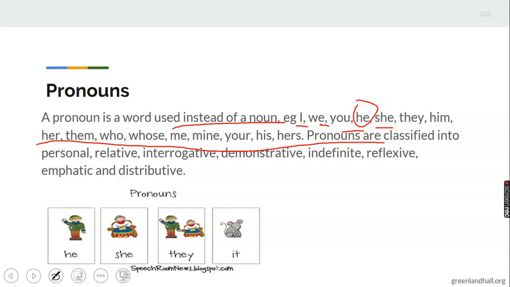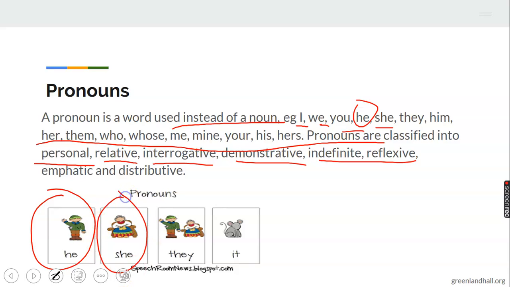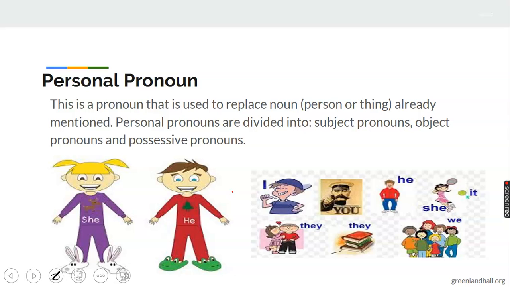So pronouns are classified into personal, relative, interrogative, and demonstrative pronouns. That is why we are taking this topic, not just to look at pronouns, but the types of pronouns. We have examples of pronouns here: he, she, the basic example, they, and it. Remember, before we leave this slide, a pronoun is a word that is used instead of a noun. All right, so let's get to it in detail.